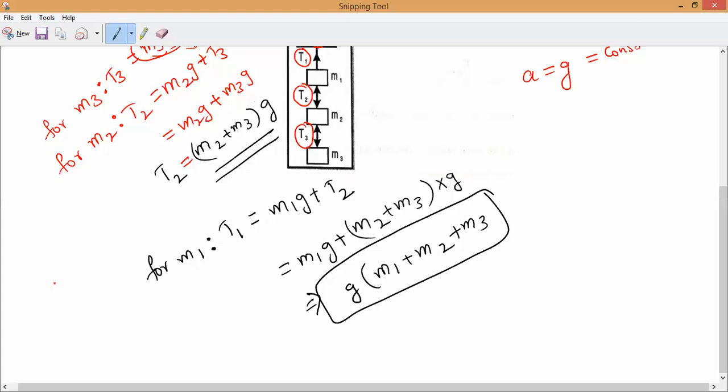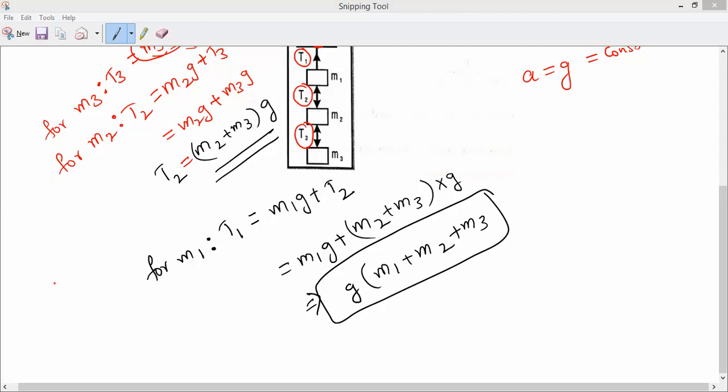Please, all of you note it down. We call this three different cases of connected bodies: bodies connected horizontally, bodies connected by a pulley, and bodies connected vertically. In all three cases you have to use this for calculating T1, T2, T3.